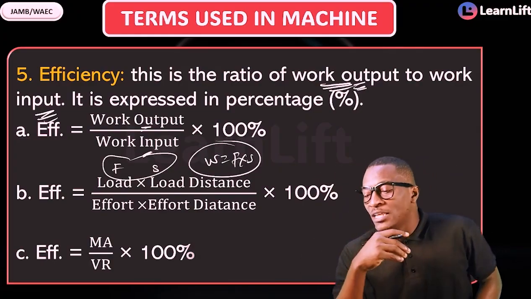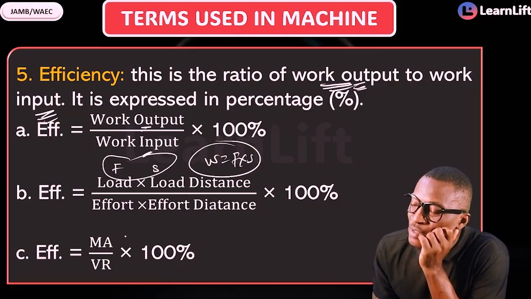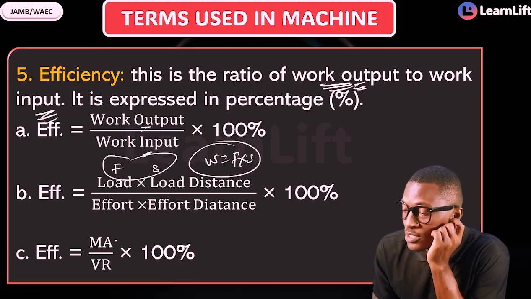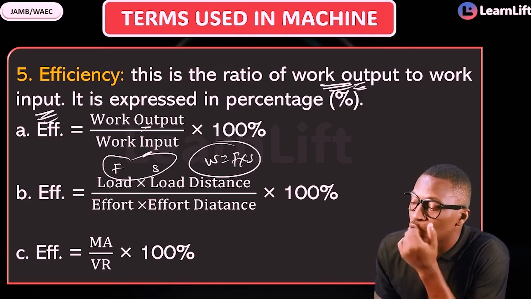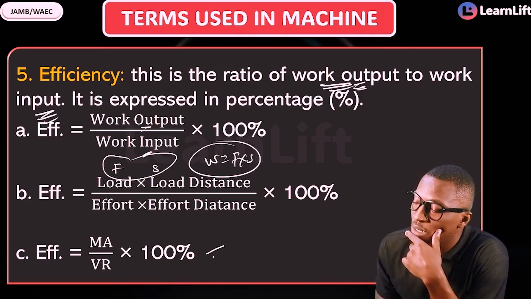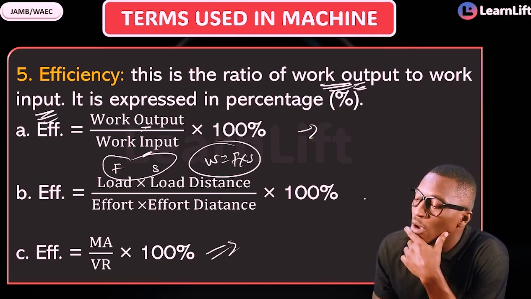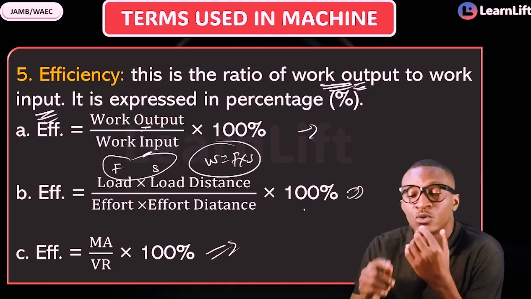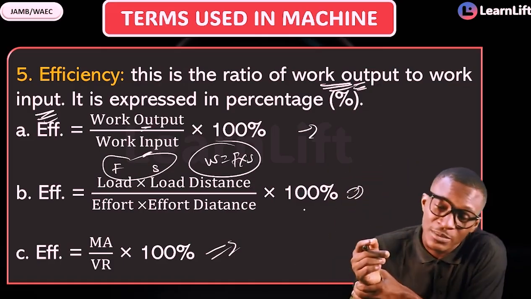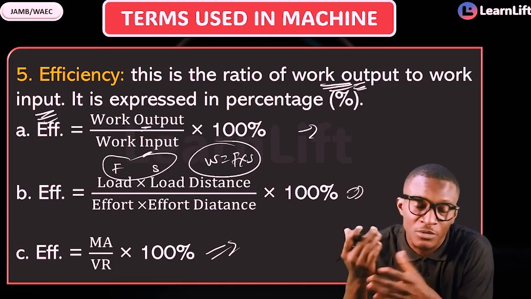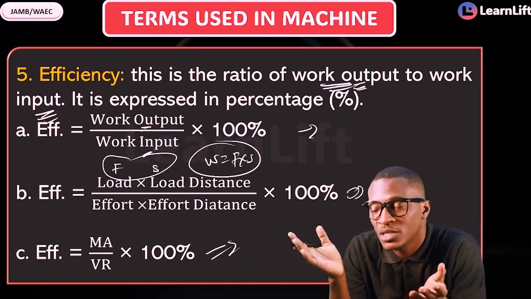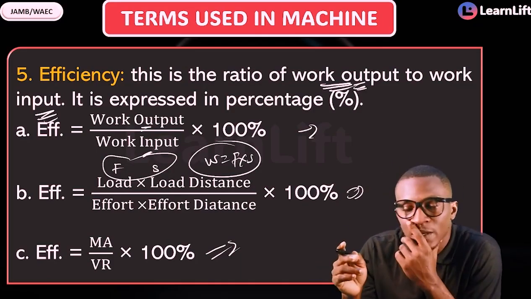And the third is what we call mechanical advantage. Efficiency is mechanical advantage over velocity ratio times 100%. So these are the three formulas. Close your eyes and tell me: number one, work output over work input. Number two, load times load distance over effort times effort distance. Number three, MA over VR times 100%.